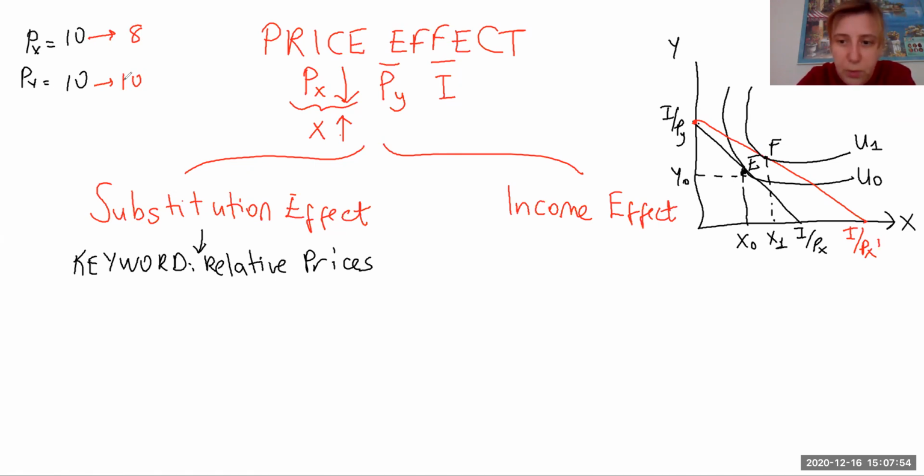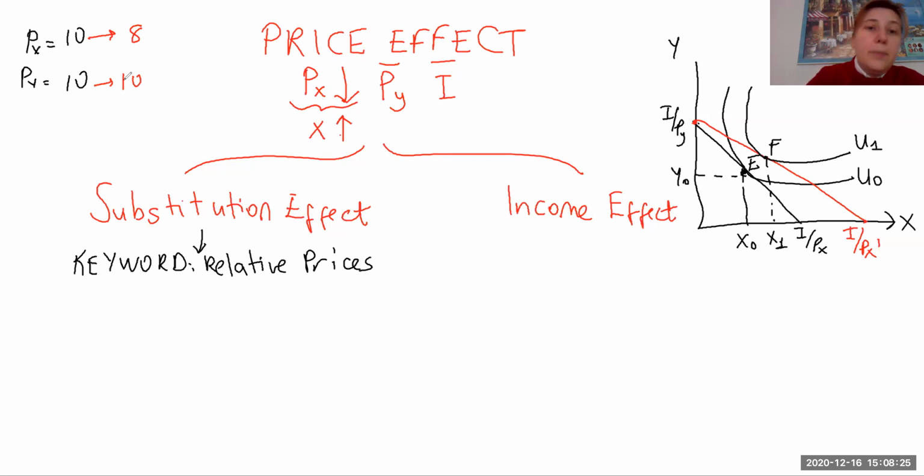There is no change in the price of Y, but it's getting relatively more expensive while the other good is getting cheaper. So a normal consumer always prefers the relatively cheaper one to the relatively expensive one. And that's why, because of the substitution effect, the consumer wants to consume more of good X, and that is called the substitution effect.